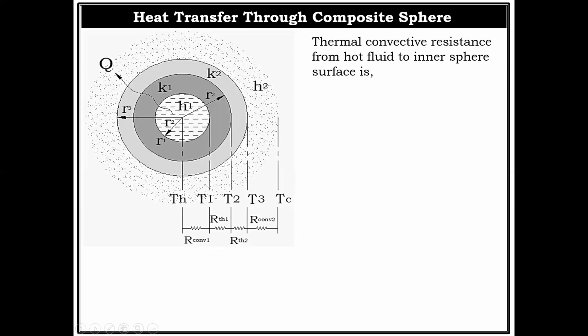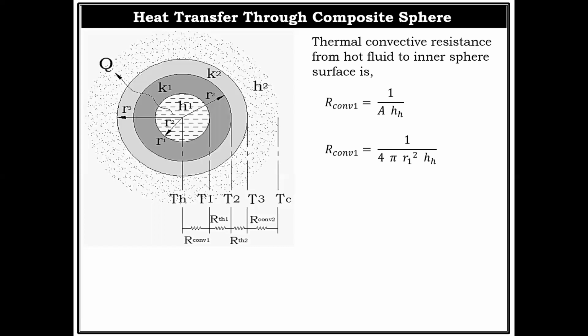Now the thermal convective resistance from the hot fluid to the inner sphere surface: normally convection resistance is 1 upon hA. So R convection 1 is 1 upon A times h of the hot fluid, the convective heat transfer coefficient of the hot fluid. What is the area? For the inner sphere, the area is 4 pi R1 square. So R convection 1 is equal to 1 upon 4 pi R1 square into Hh.